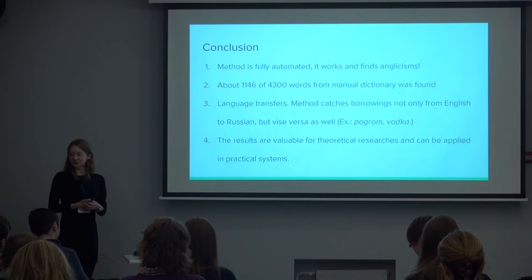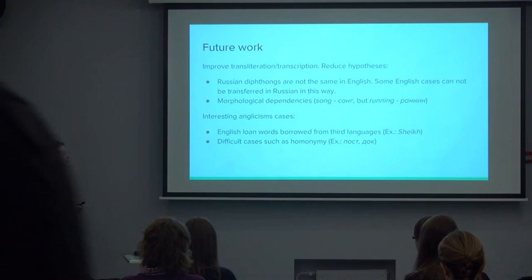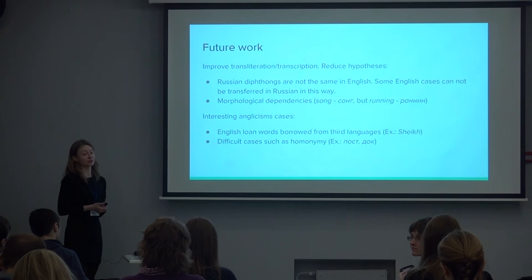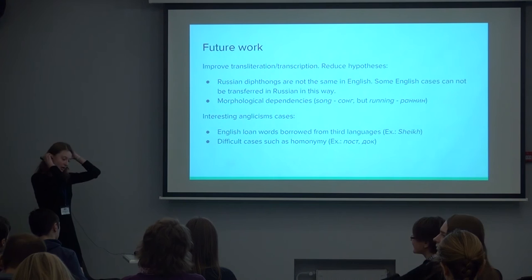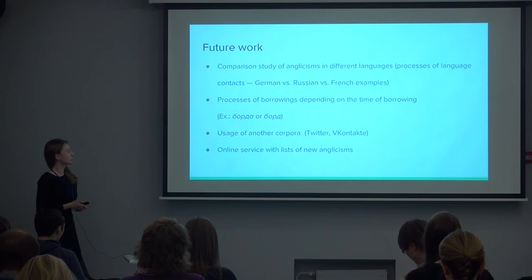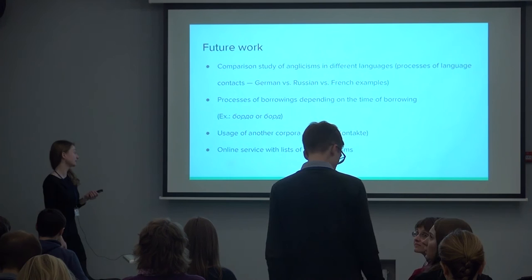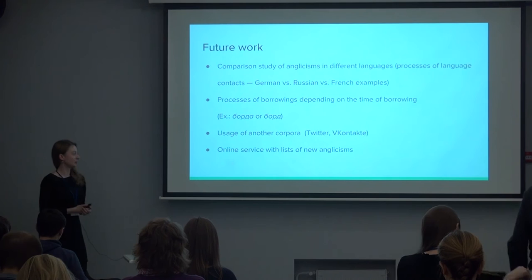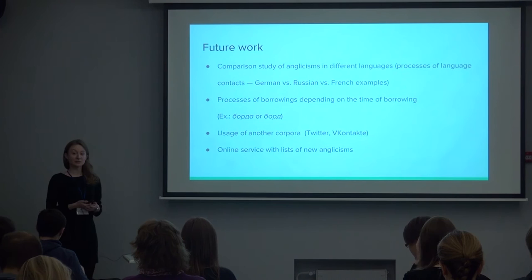In future, we want to improve our transliteration and transcription model to reduce the number of candidates and make our method not so slow. Then we also want to use maybe other corpora, Twitter or VKontakte or some other. And yeah, we think that maybe we will also make some online service with lists of new anglicisms for everyone.